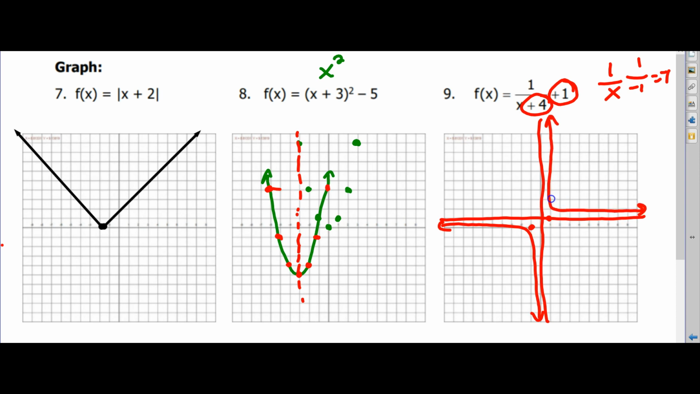And then so does this corner, it gets shifted up 1 too. And then I know it gets shifted to the left 4. So I'm going to move this over to the left 4. There's 1, 2, 3, 4. This gets moved over 1, 2, 3, 4. It's a vertical asymptote, 1, 2, 3, 4.